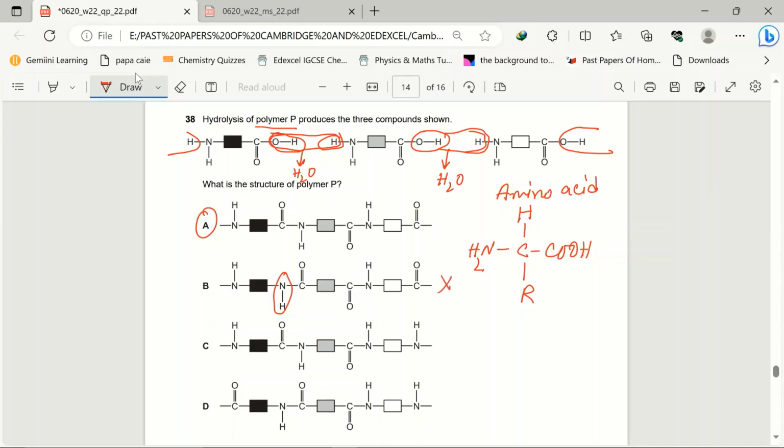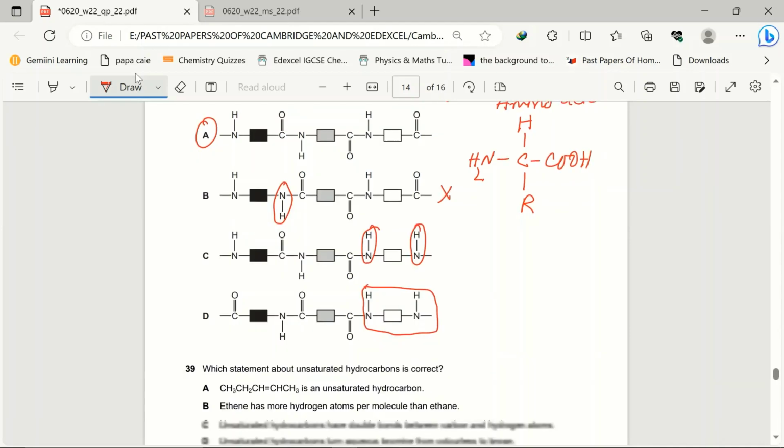So this is incorrect. Then NH, block, C double bond O, NH, then block, C double bond O, NH, then this block, then NH. See, NH in both sides of the block, which is not correct. See, we have NH and C double bond O, right? So we cannot have same functional group in amino acid in both sides of the block. And this one, CO, black block, we do not have black block and CO at the start, right? So this should not be correct as well, because you see, same group again in one block. So this is not correct. So A is the only correct answer for question number 38.